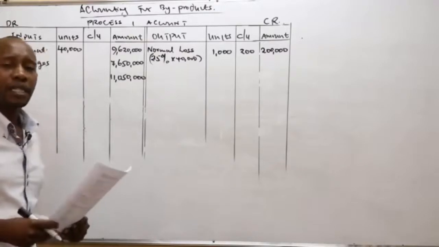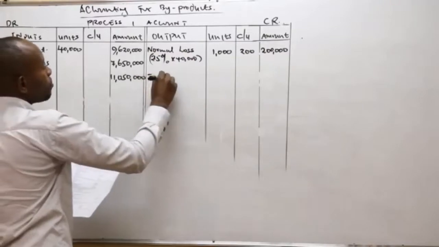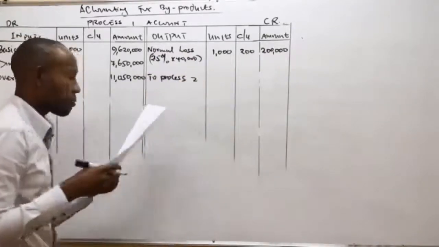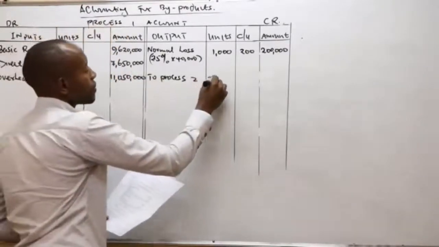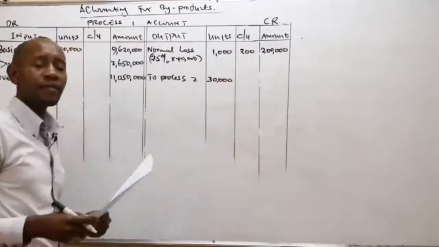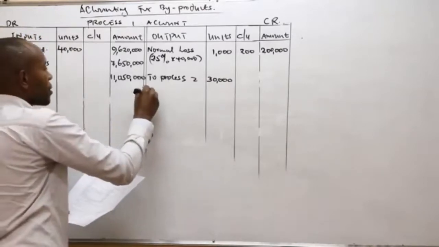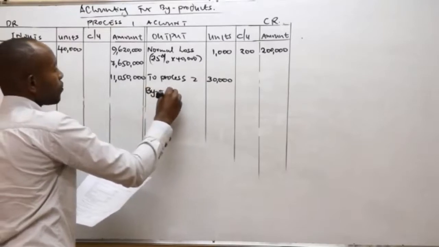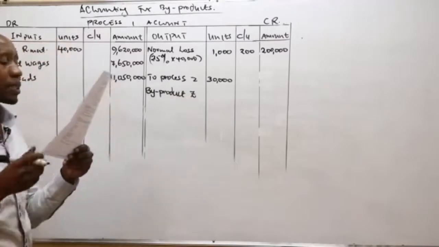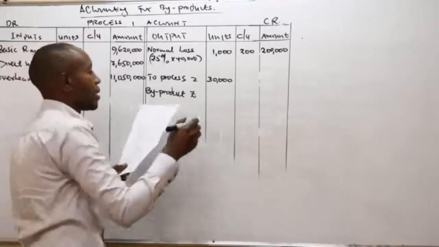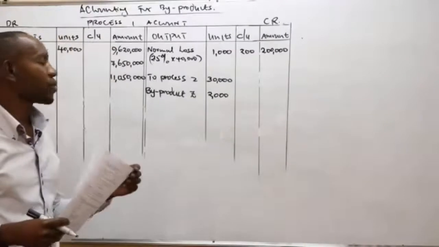The next we have the transfer to process 2. To process number 2, how many units? Transfer to process 2, this will be 30,000 units. Next we have the byproduct Z. So this is what we are trying to account for. The byproduct Z, we have 2,000.